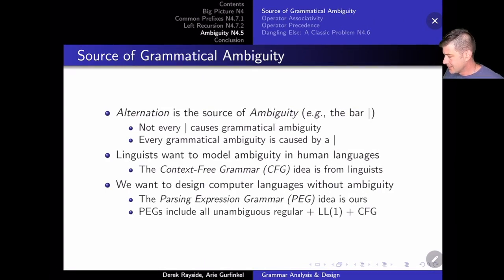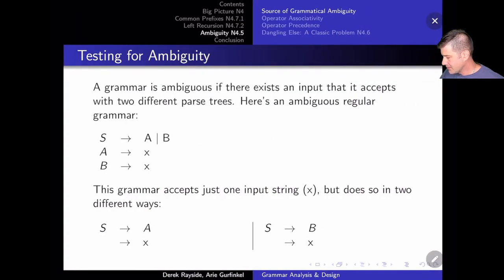So what is the source of ambiguity? It is, of course, the choice, the bar. Not every bar causes an ambiguity, but every ambiguity is caused by that bar. We'd like to have languages without ambiguity. In particular, we're using PEG languages in our last lab, and the PEG expression grammar is exactly a grammar that removes all possible ambiguity. It's not even possible to describe an ambiguity in that grammar. In a normal grammar, the ambiguity comes from a bar.